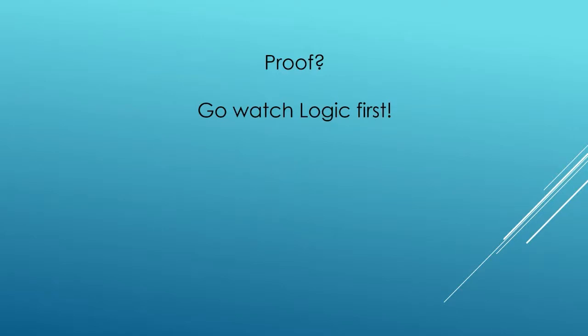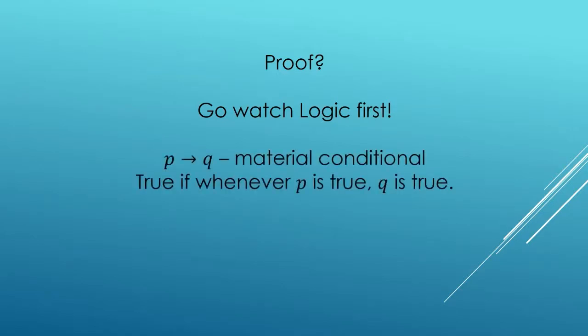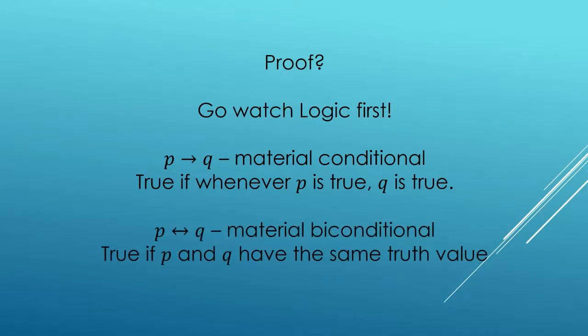Now I introduce some more notations that are commonly associated with proof. This is called the material conditional. We use this to link together two statements where the first intuitively indicates the second. You usually just read it if P then Q. This is called the material biconditional. You use this to link together two statements that intuitively indicate each other. You usually just read it P if and only if Q.